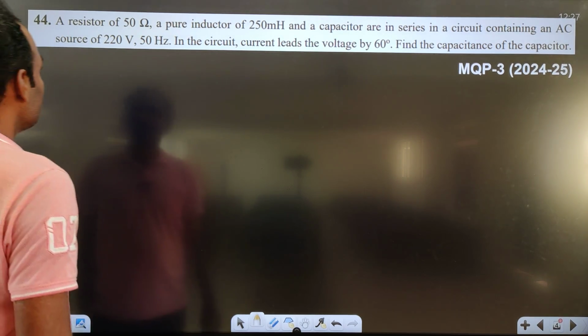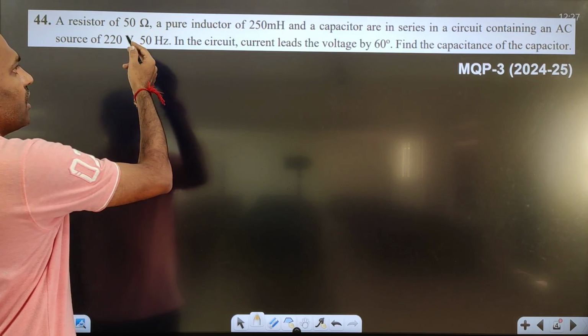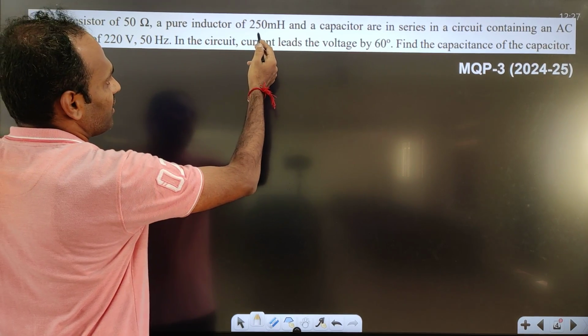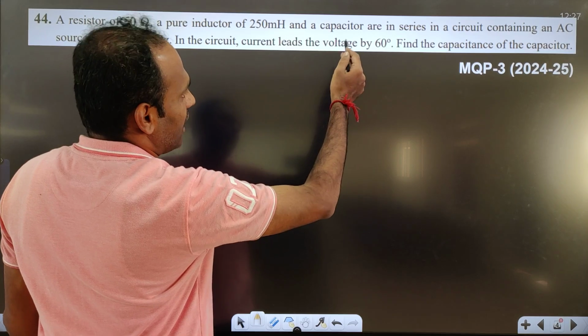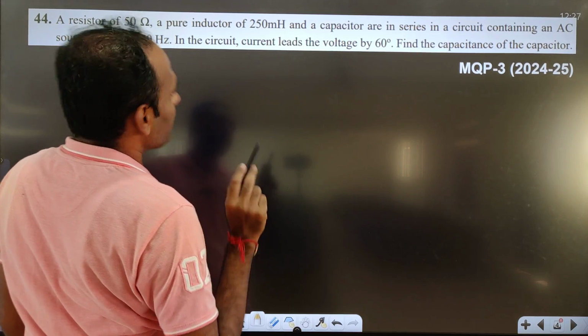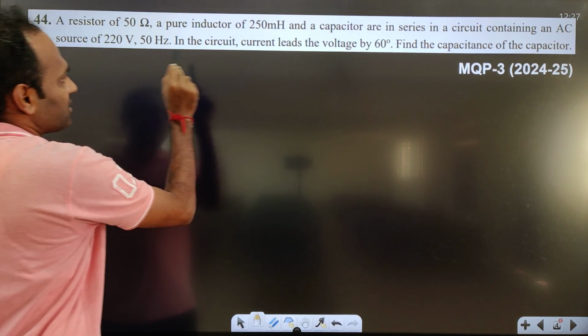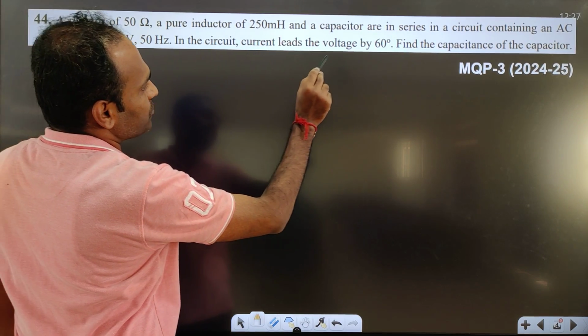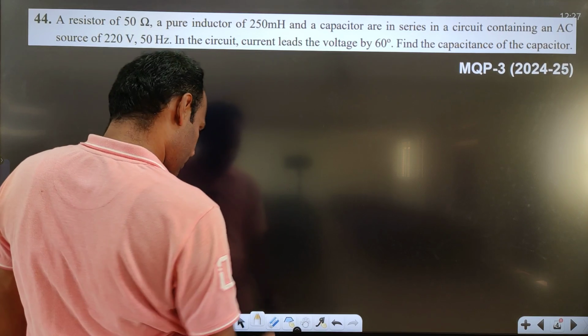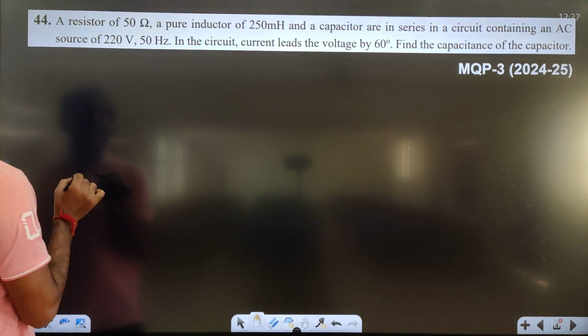Okay. See what is given. A resistor of 50 ohm, a pure inductor of 250 millihenry and a capacitor are in series in a circuit containing an AC source of 220 volt 50 hertz. In the circuit, current leads the voltage by 60 degree. Find capacitance of the capacitor.